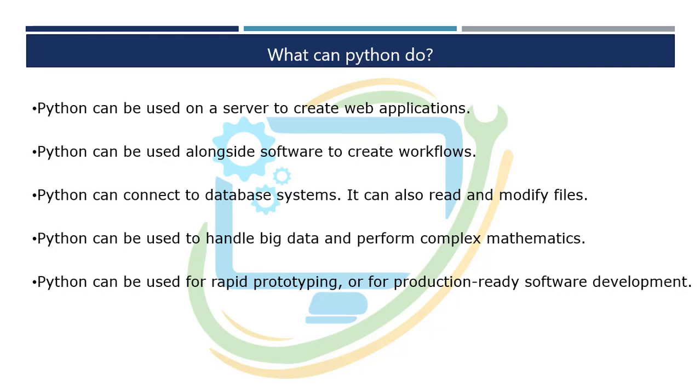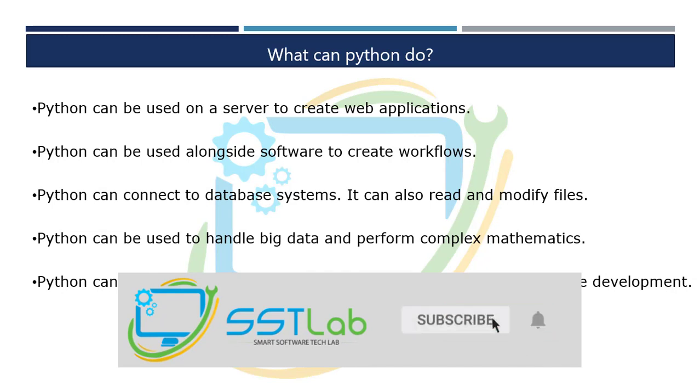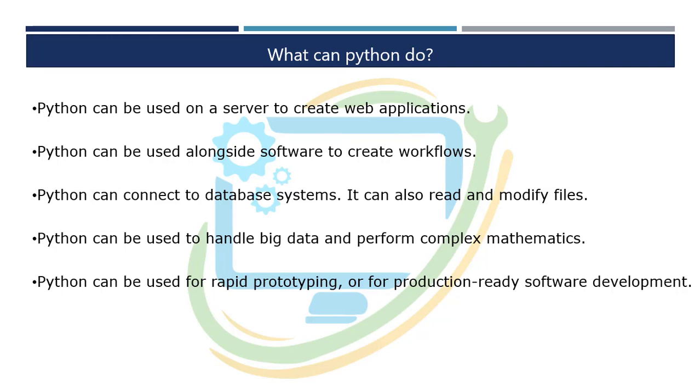Python can be used to handle big data and perform complex mathematics, as we have discussed in the last slide, that you can use Python to handle big data problems and to solve big mathematical and complex problems. Python can be used for rapid prototyping or for production-ready software development. You can use Python to create a prototype of your system, of your software, or you can create and develop a complete software in Python.